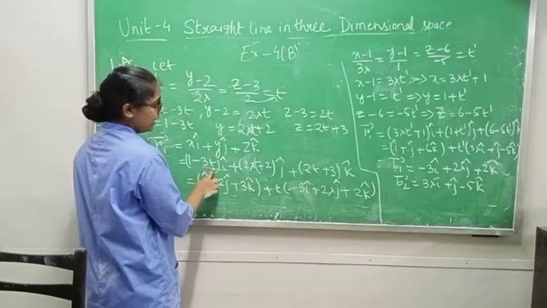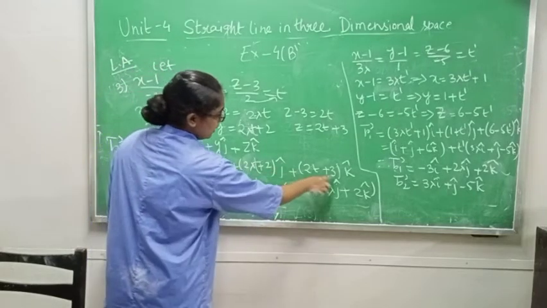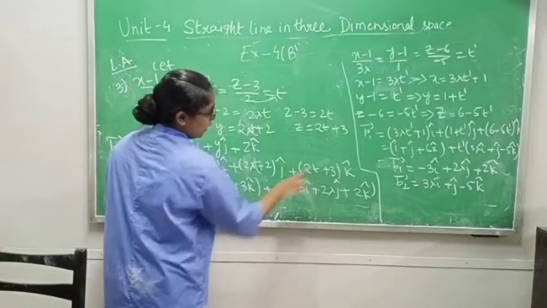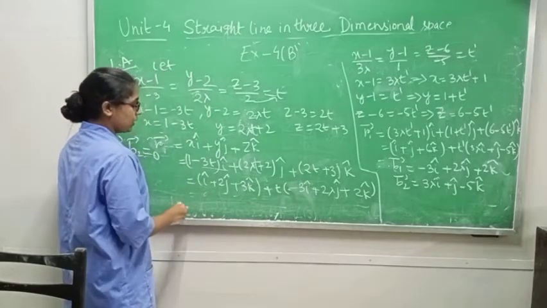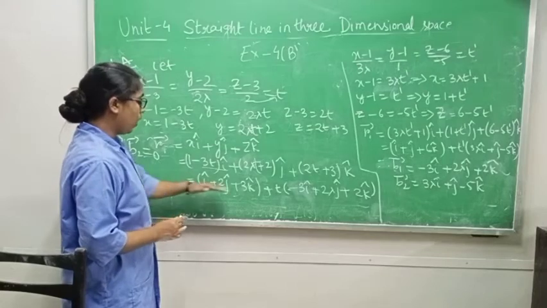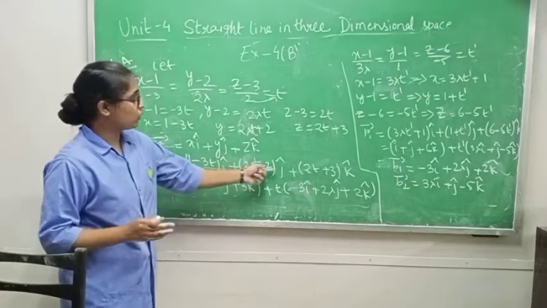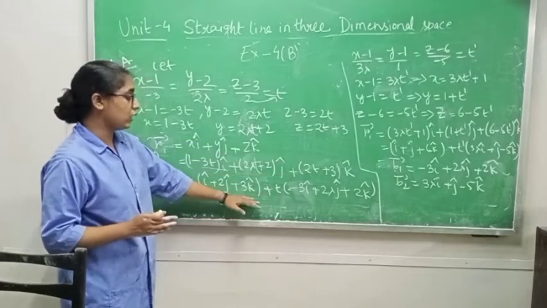Minus 3i, then plus 2 lambda j and then 2k. Okay. You can separate this one on your own, do one more step and separate it. Now all without the t term we will separate. So we will get i plus 2j plus 3k.